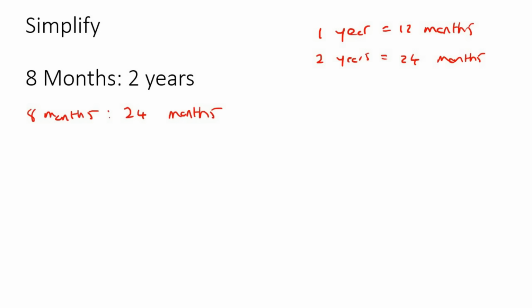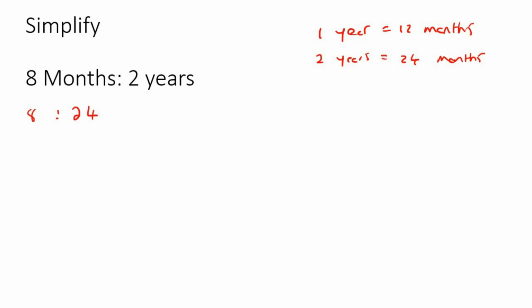So here we have months and years. So you wouldn't change this one to years because that 8 months isn't even 1 year. So we can rather just change 2 years. So we know that in 1 year there is 12 months. So in 2 years, there is 24 months. So we can change that to 24 months like that. And then you can get rid of the months because now it's the same. So we just have 8 and 24.